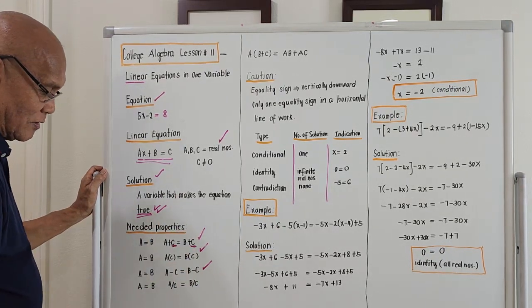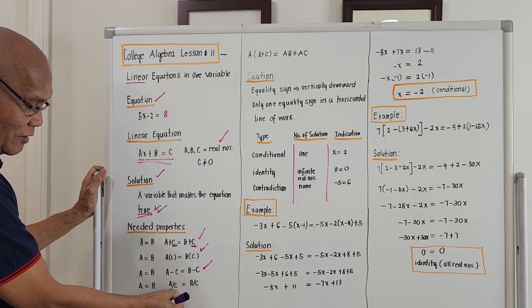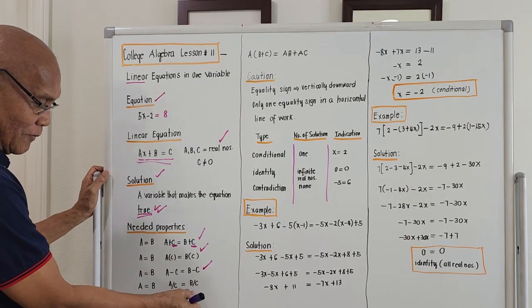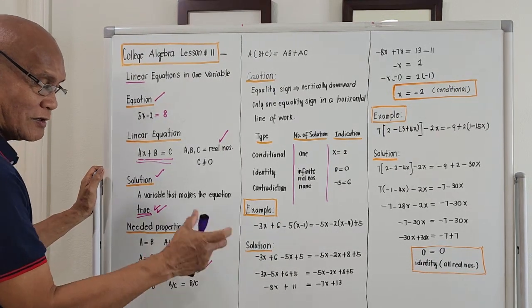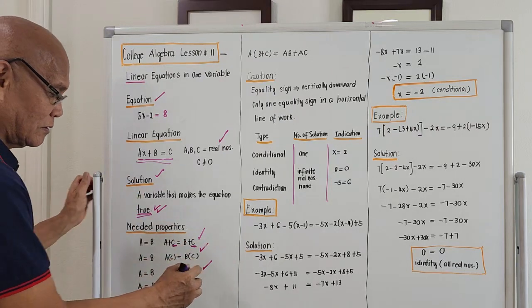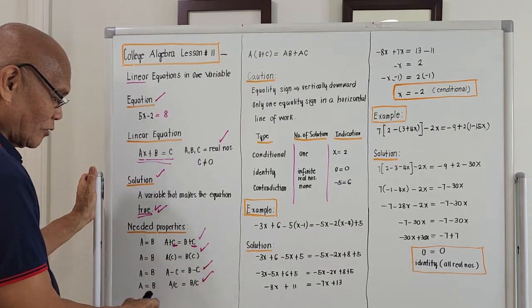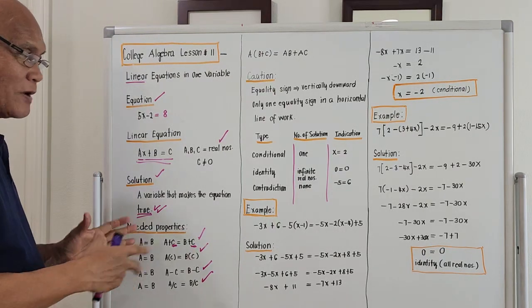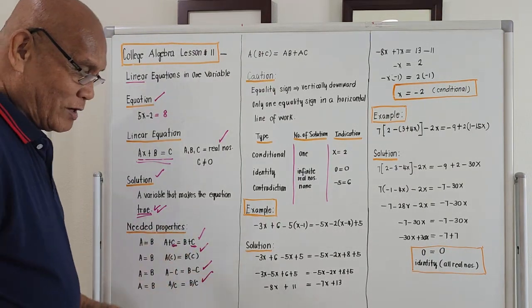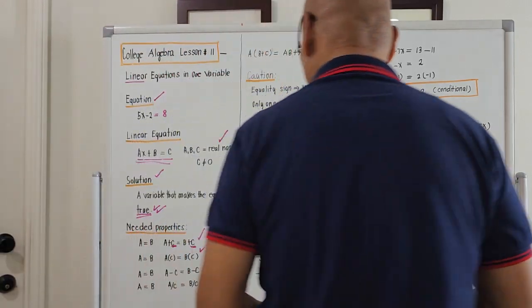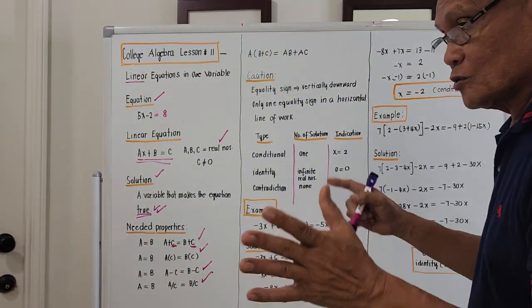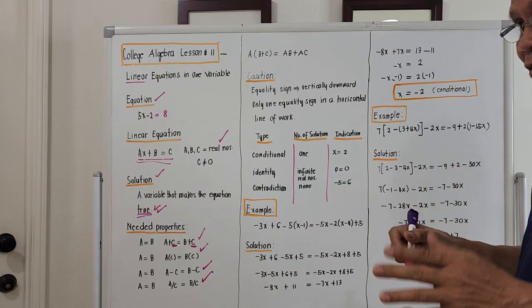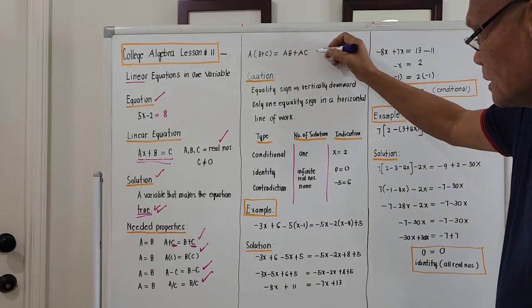The meaning of this: if you divide the left hand side by C, and you divide the right hand side by C, you will not change the value of the equality. Okay? That is the so-called division property. The last one will be the so-called distributive property.